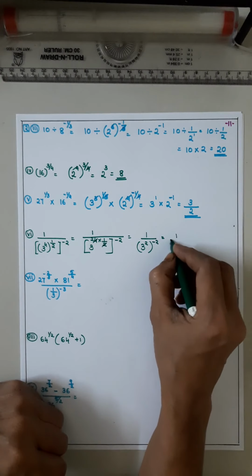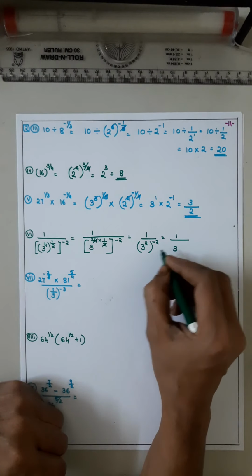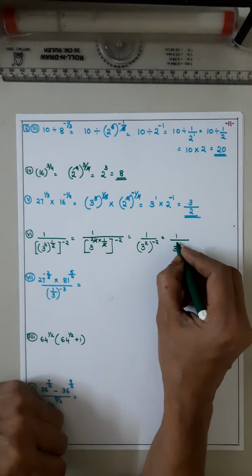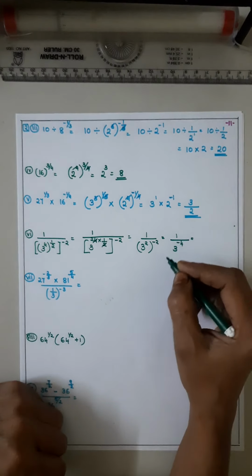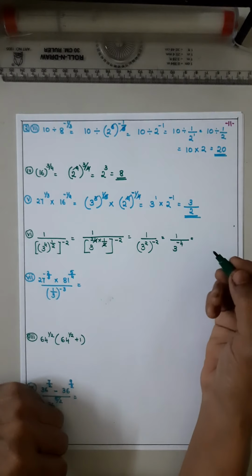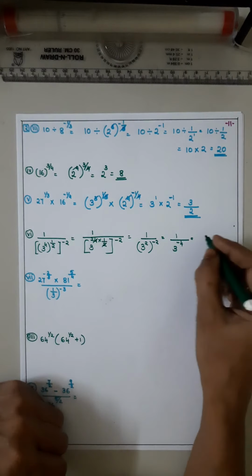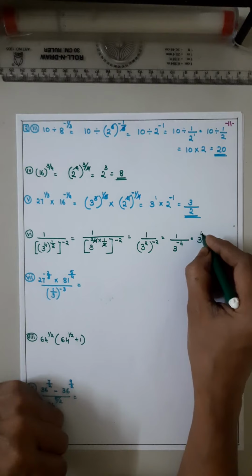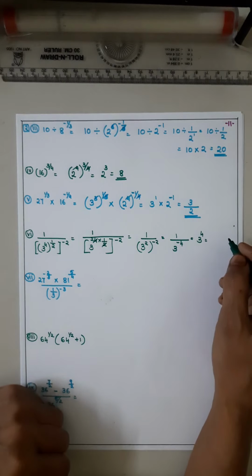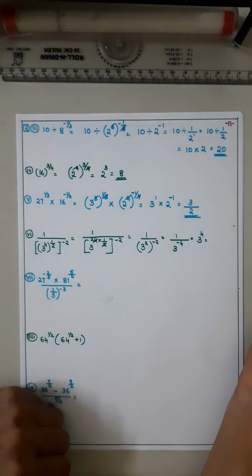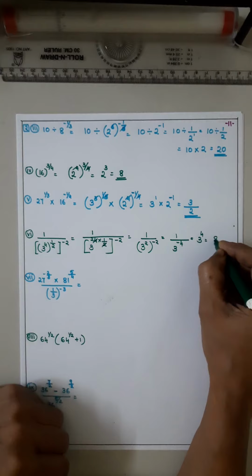That means 1 by 3 to the power minus 4. That means the denominator has a negative power, then it goes to the numerator. So it becomes 3 to the power 4. Now 3 to the power 4 is how much? 3 3s are 9. 9 9s are 81.